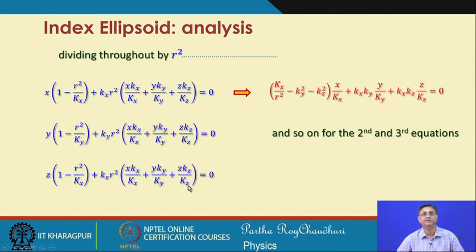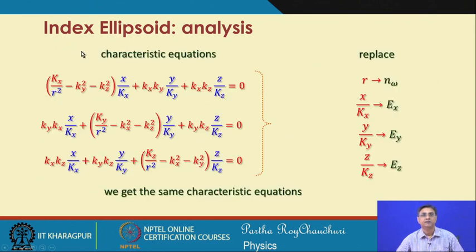Now, if I divide this equation throughout by R square, then we can write this equation in this form. This first equation, when you divide by R square, you will get kx by R square, ky square, kz square, and so on for the second and third. So, you will again get a set of 3 equations where the R square now appears in the denominator. So, remember that this equation is again the same equation which we calculated from the eigenvalue matrix equation, starting from the Maxwell's equation.